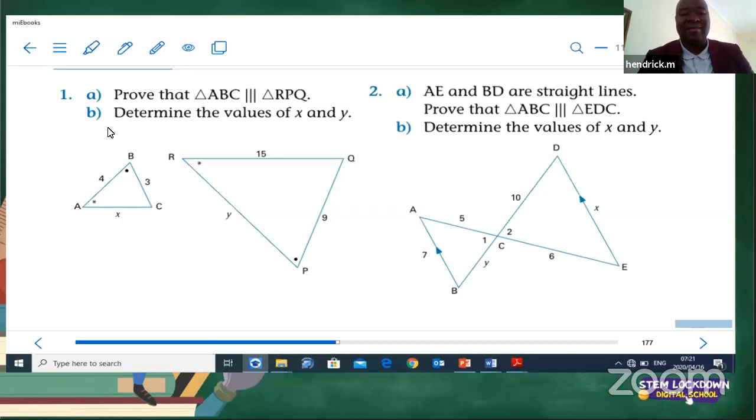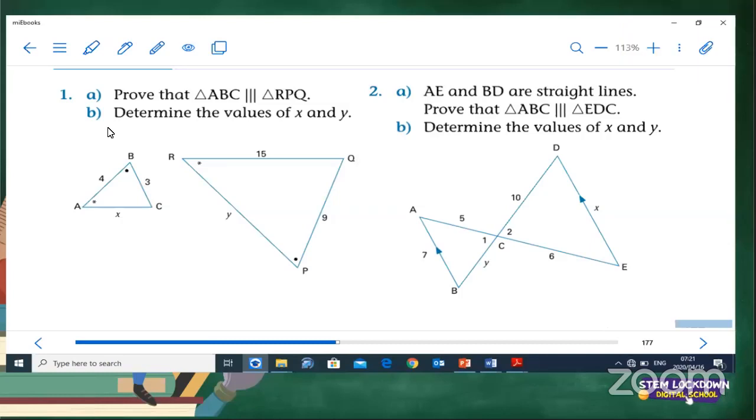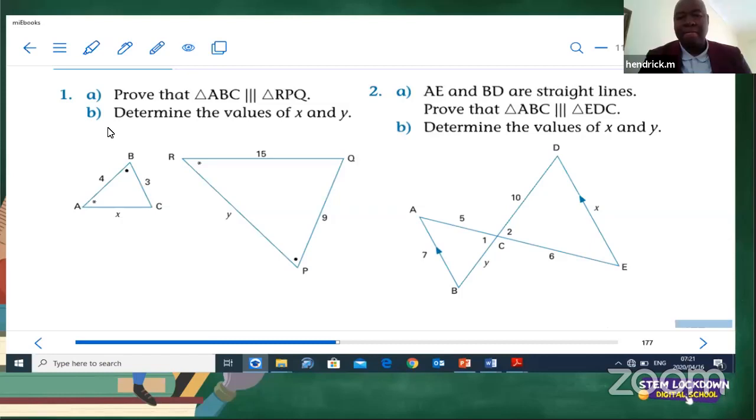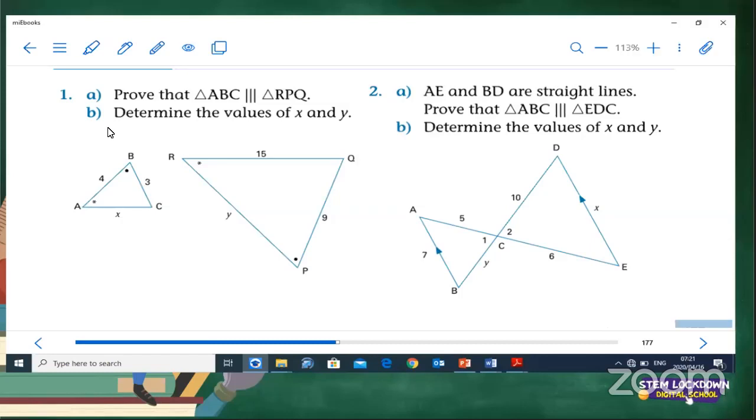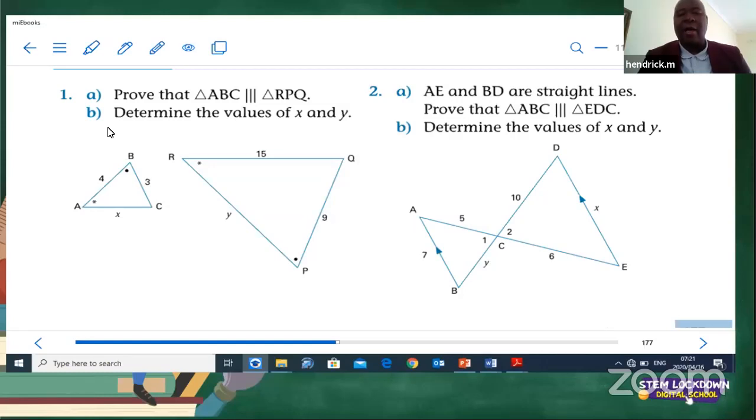Sir, might I explain? Yes, please explain. It is given that angle A is equal to angle R, and also given that angle B is equal to angle P. So we conclude that angle C is also the same as angle Q. Exactly. I agree with you.